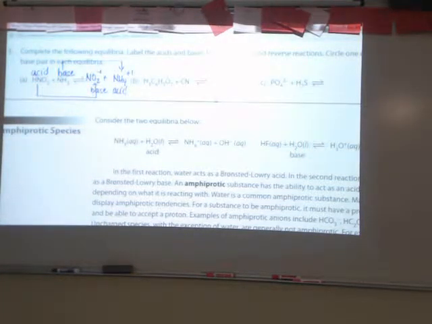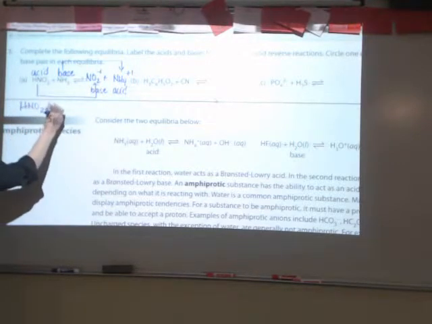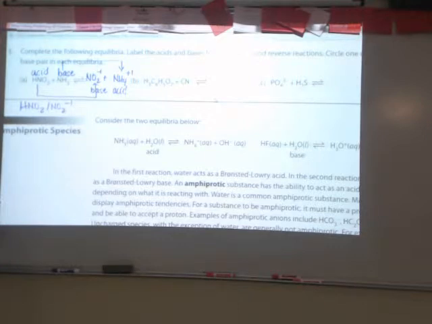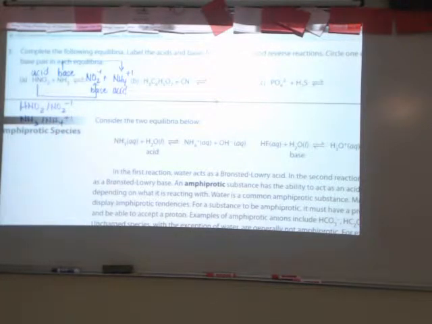If I want to identify a conjugate acid base pair, wouldn't HNO2 and NO2 -1 be a conjugate acid base pair? And NH3 and NH4 plus 1 would be another conjugate acid base pair. Okay? Why don't you try B?